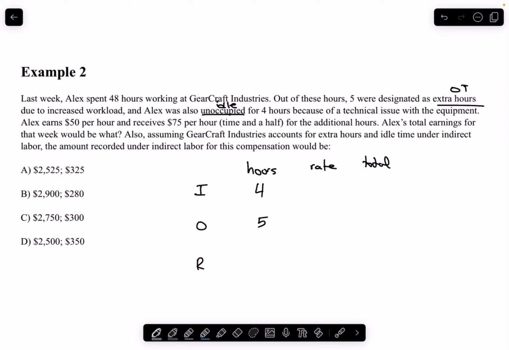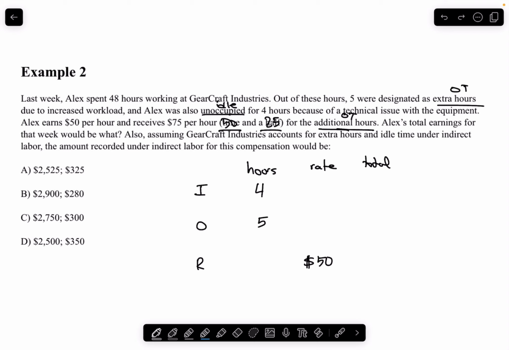Alex earns $50 per hour regularly. So our regular rate, our straight time rate is $50, and he receives $75 per hour, time and a half, for the additional hours for overtime. So the overtime rate is not $75. That's not your overtime rate. $75 is the rate of your regular time, which in this case is 50, plus half of that, which is 25. So when you add 50 and half of that, 25, you get 75. That's how much you're getting paid.